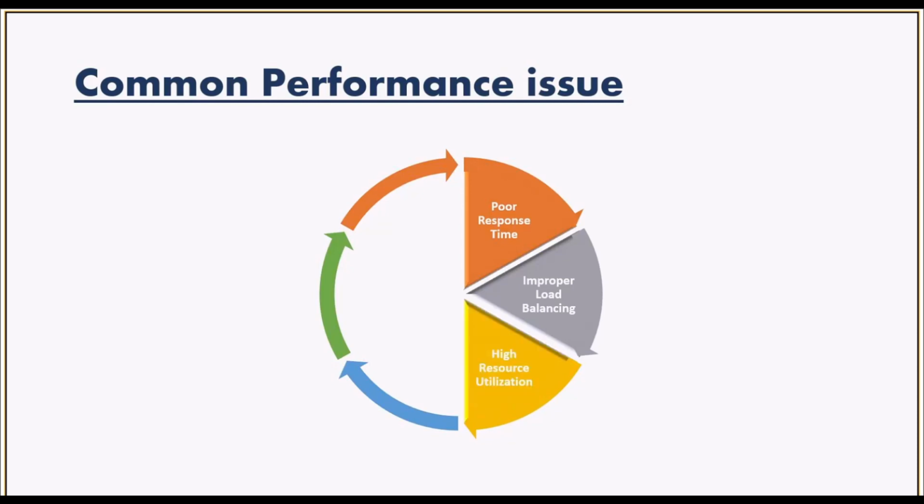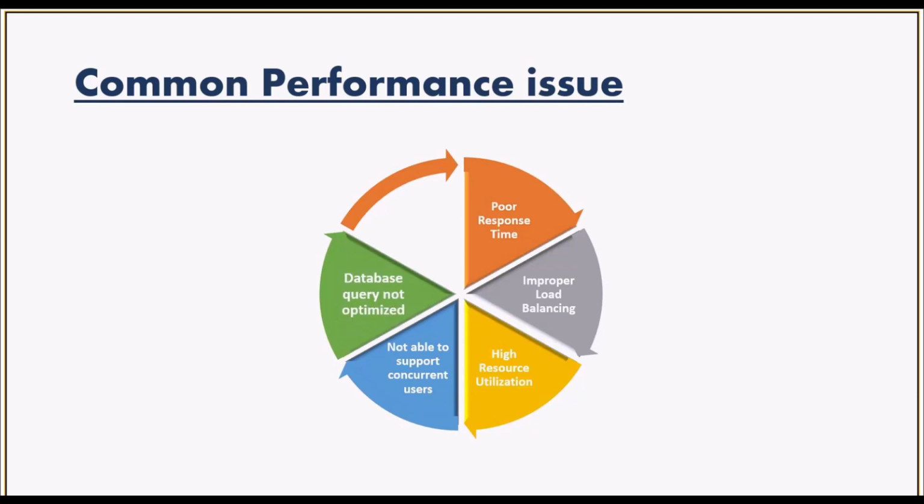Next is high resource utilization. High utilization of server resources, mainly processor and RAM, caused due to poor coding standards. Next is not being able to support concurrent users. So the application may see degradation in performance as the number of concurrent users increases.